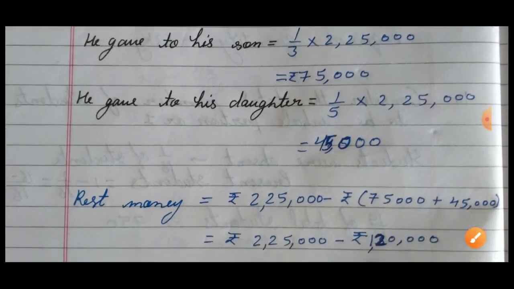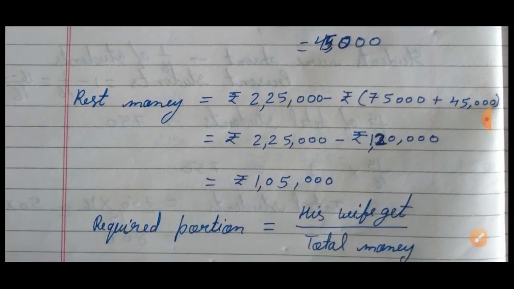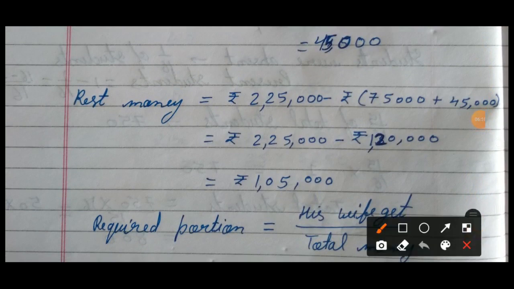Now we will find the left money. Rest money we will calculate. For this, students, we have to subtract the sum of money given to his daughter and son. We will add this and subtract the sum from 2,25,000. This is the amount that he gave to his son and this amount that he gave to his daughter, and the sum is 1,20,000.